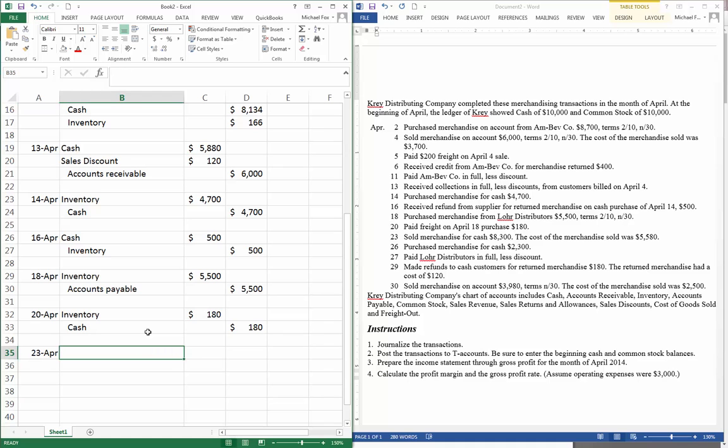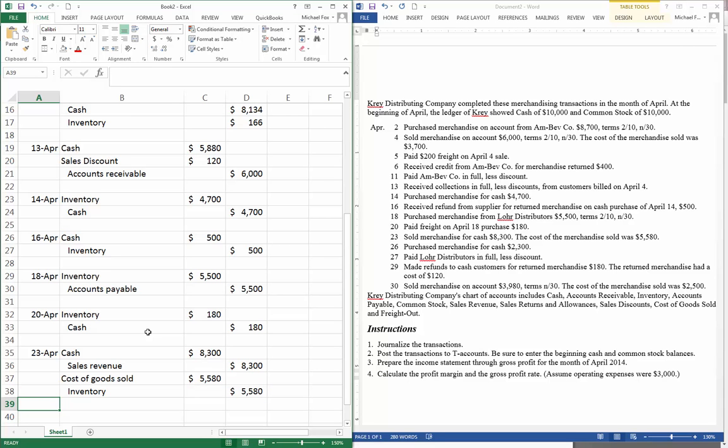23rd, sold merchandise for cash, $8,300. The cost of the merchandise sold was $5,580. The cash will go up, $8,300. The sales revenue will go up, $8,300. And then the other side of that is my cost of goods sold. Remember, that's an expense. It will go up by $5,580. And my inventory will go down by $5,580.